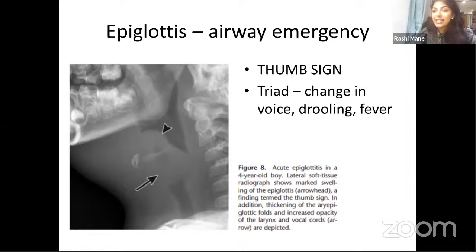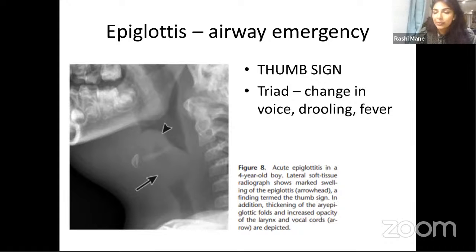So like I said, any airway obstruction, you're thinking of the triad, which is a change in voice, any drooling, and systemic illnesses, which is like fever, tachycardia, those kind of signs. You need to start thinking, okay, this is an emergency. How do we make sure that the airway remains patent?